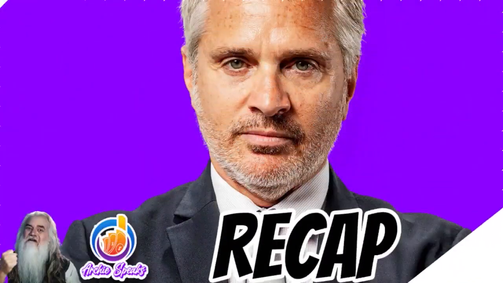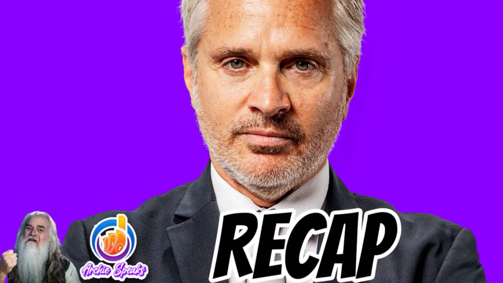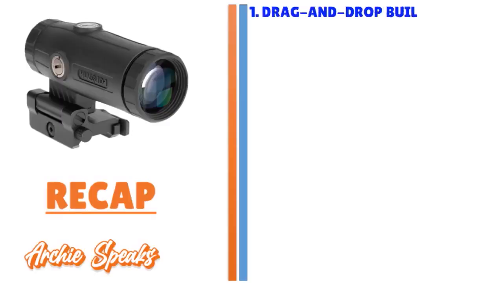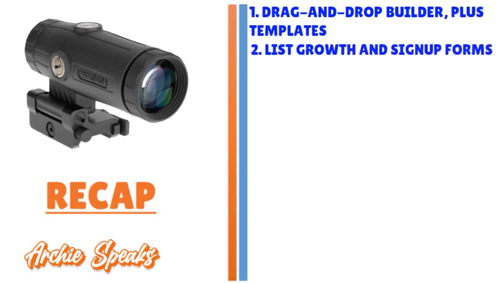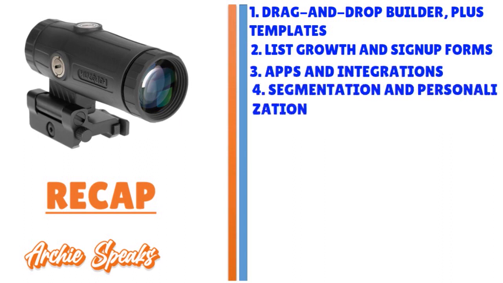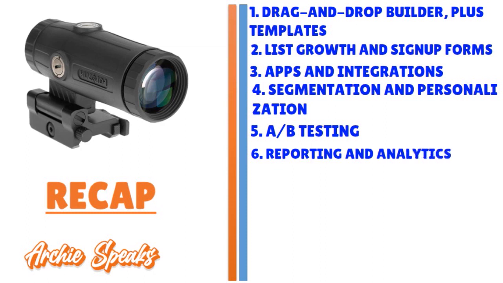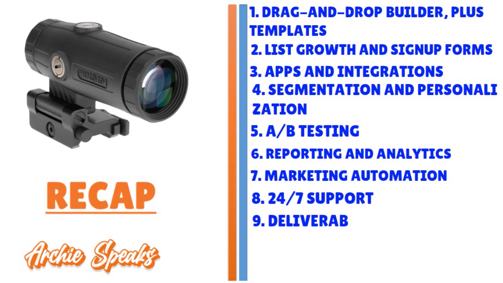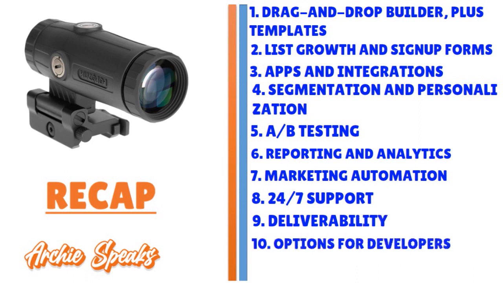Thank you so much for your attention. I really appreciate it. In today's conversation, I was talking to you about how to select the right email marketing software, and I explained the steps you need to follow. There are actually 10 that you want to consider. You want to ask yourself if the provider has a drag and drop builder plus templates. Do they have list growth and sign up forms? Apps and integrations, segmentation and personalization, A/B testing, reporting and analytics, marketing automation, 24/7 support, deliverability, and options for developers.